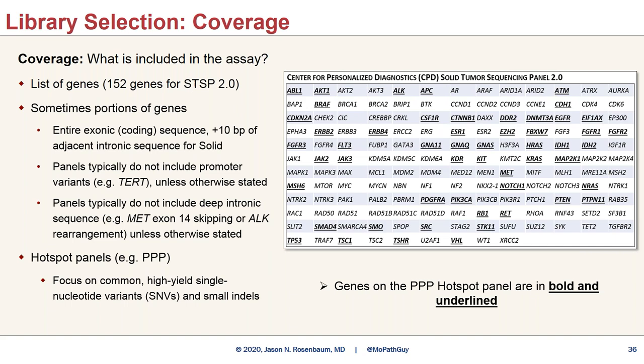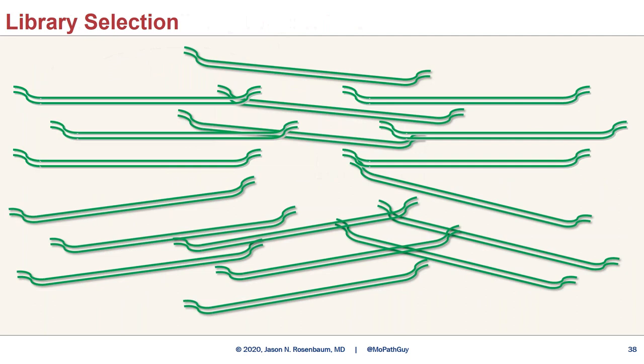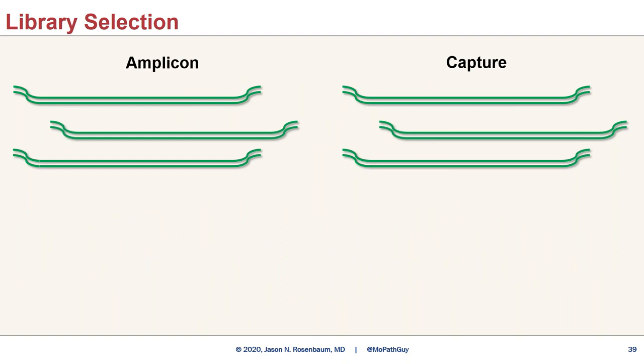There are two technological approaches to library preparation that have broad penetration right now, and there are variants on a theme. But remember, the idea of library selection is to pick out the DNA from the patient that you're most interested in sequencing and leave out everything else. And so the two approaches are called amplicon and capture library preparation. Let's imagine that the gold box represents an area of interest. We'll say it's the BRAF V600 codon that you want to sequence.